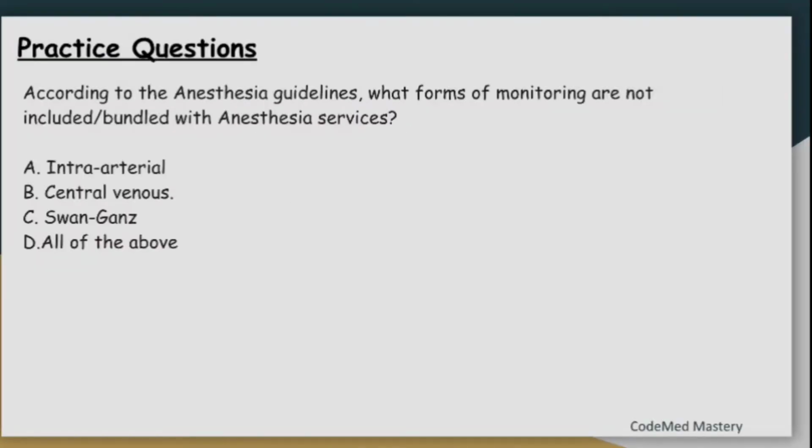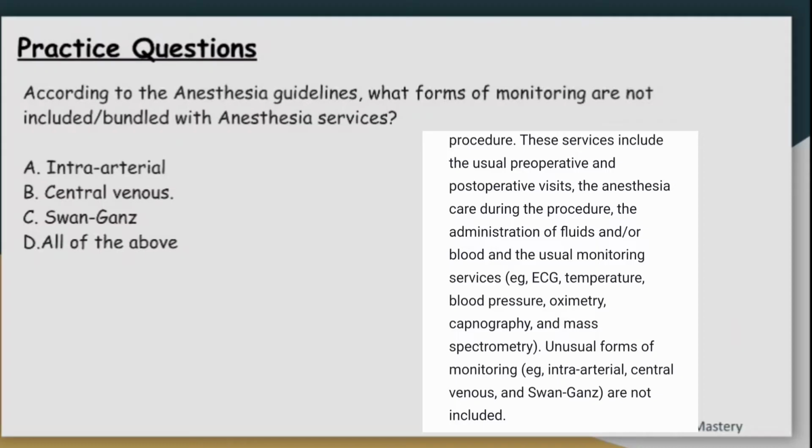According to anesthesia guidelines, what forms of monitoring are not included or bundled with anesthesia service? Option A intraarterial, option B central venous, option C Swan-Ganz, option D all of the above. You'll find the answer in your CPT book, page number 64, second paragraph of anesthesia guidelines. They have mentioned what services are included and which services are not included.